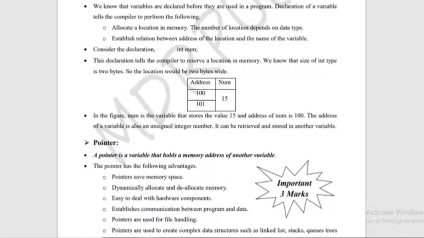So now we'll see some more advantages, and this is important for a 3 marks question. What is a pointer and what are the advantages of pointers are important for a 3 marks question. So pointers save the memory space. How is it going to save the memory space? By declaring the proper variable data type. It also enhances the execution speed of a program, and pointers are helpful in allocation and deallocation of memory during the execution of a program.